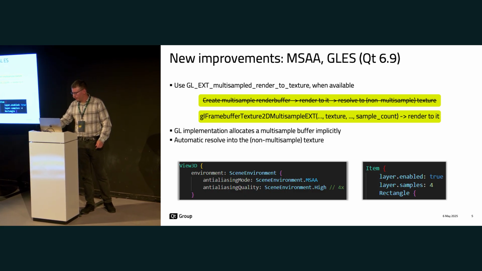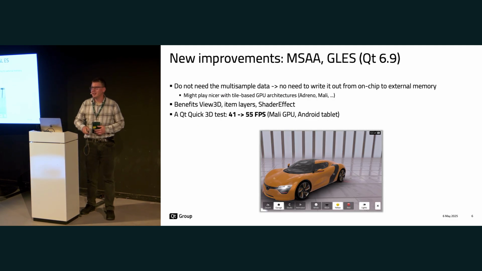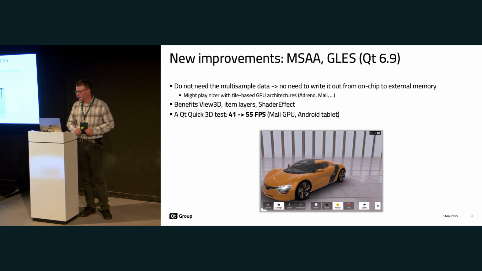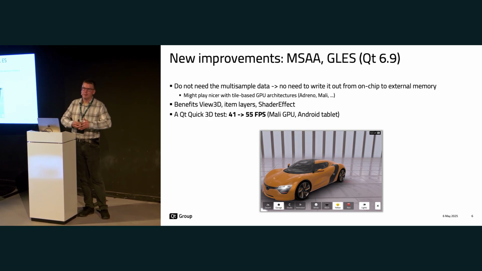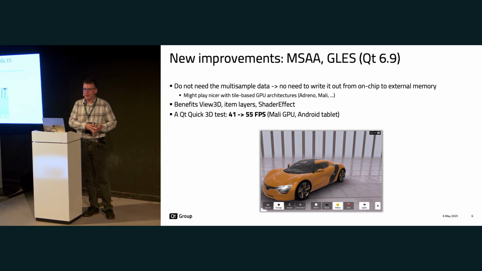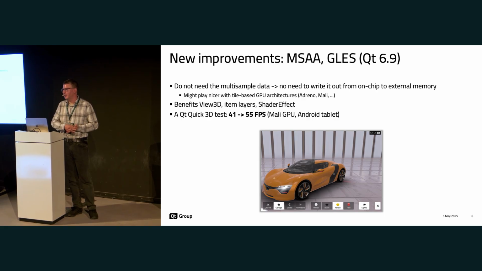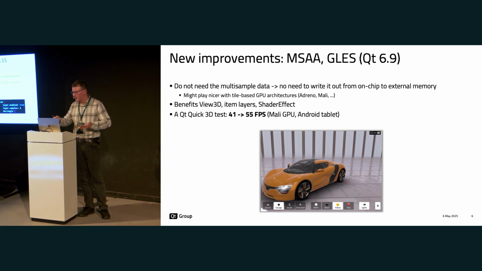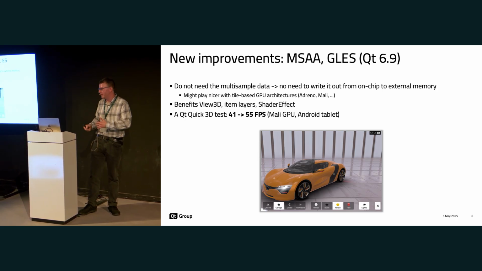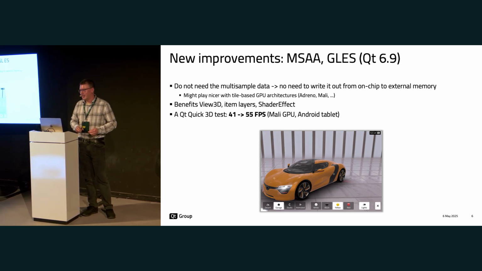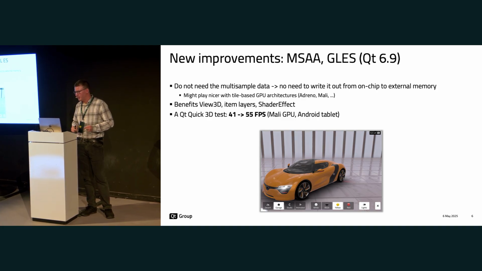Then the nice thing in this is that if the OpenGL implementation is such and the GPU architecture is such that it benefits from this, because now with this API, it's kind of implied that we do not really care about the actual multi-sample data, we only want the final result. So in some cases, there are some pretty nice improvements.